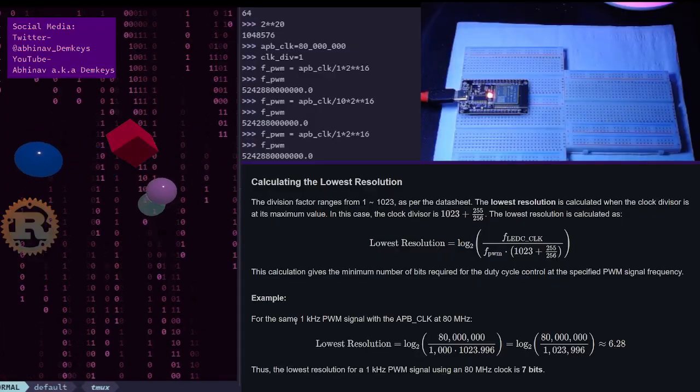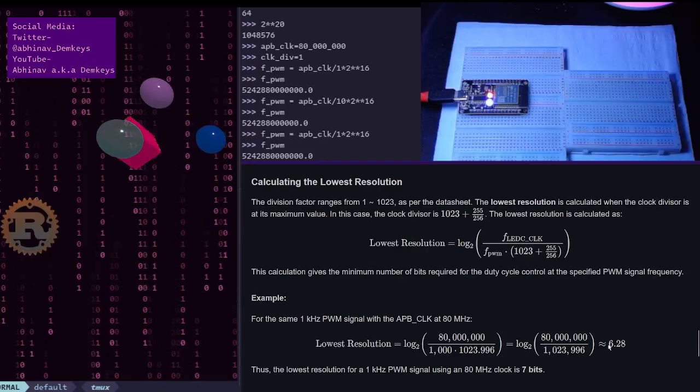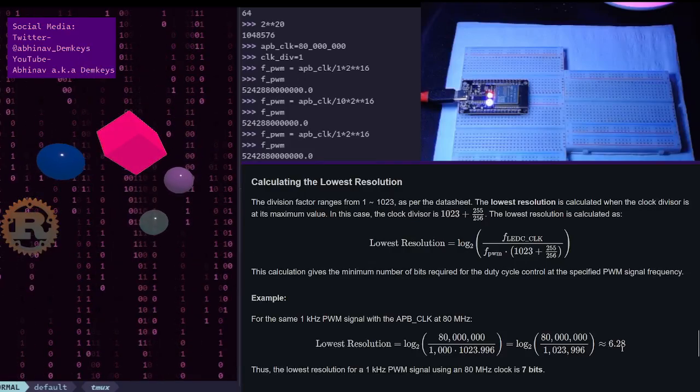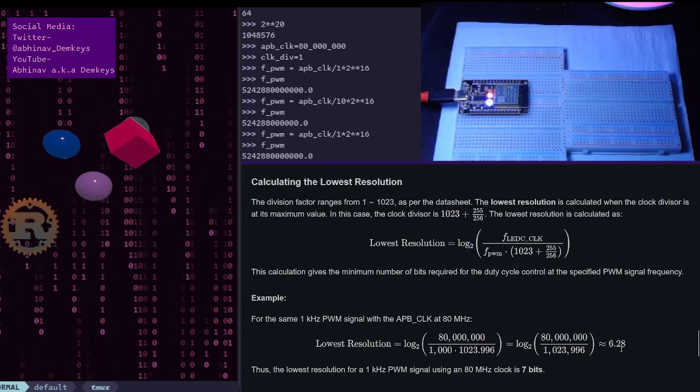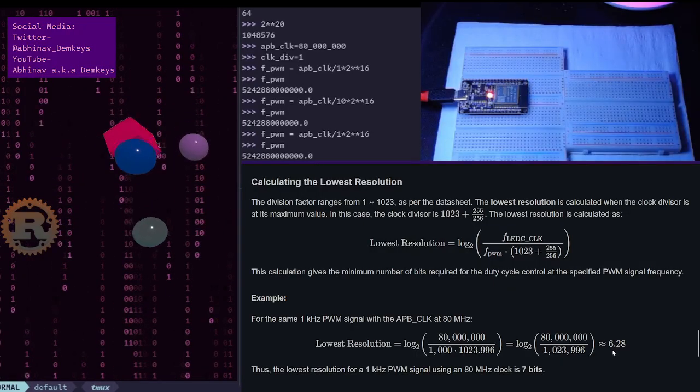I didn't understand what this means. Also, this seems to be saying 6.28, which is close to the value that I got up here somewhere. I got 6.32.